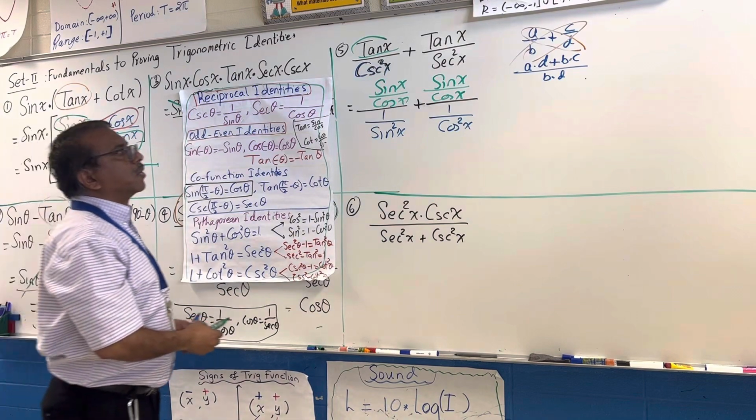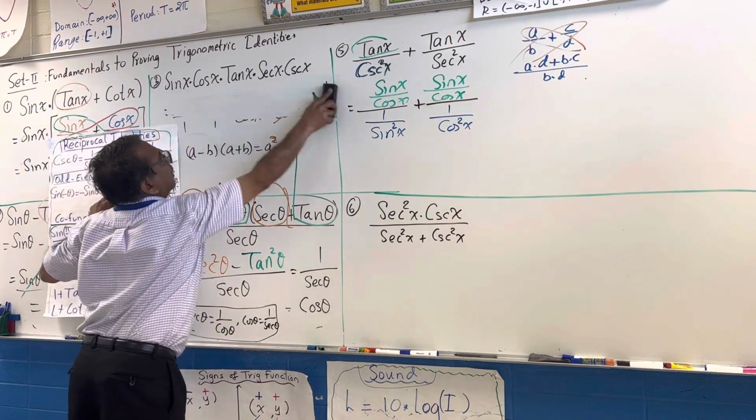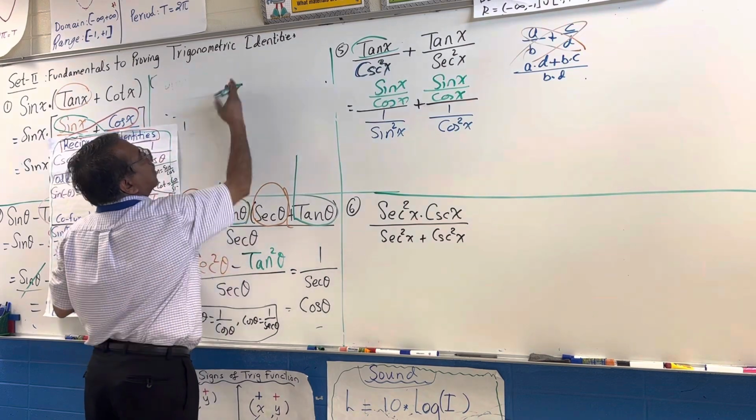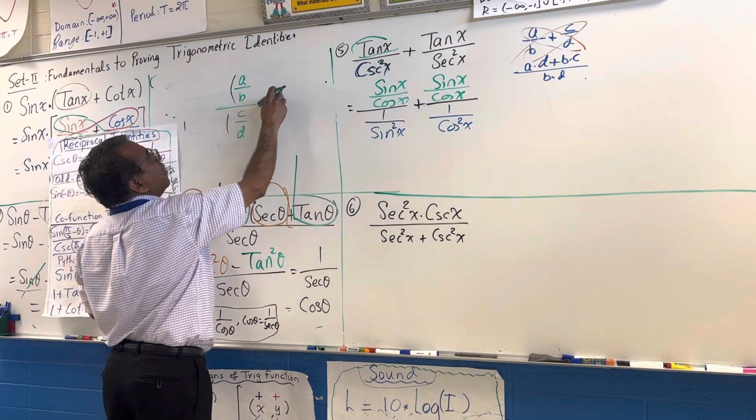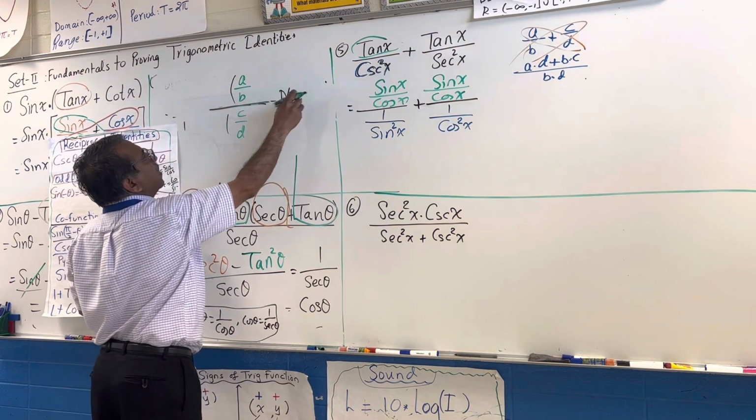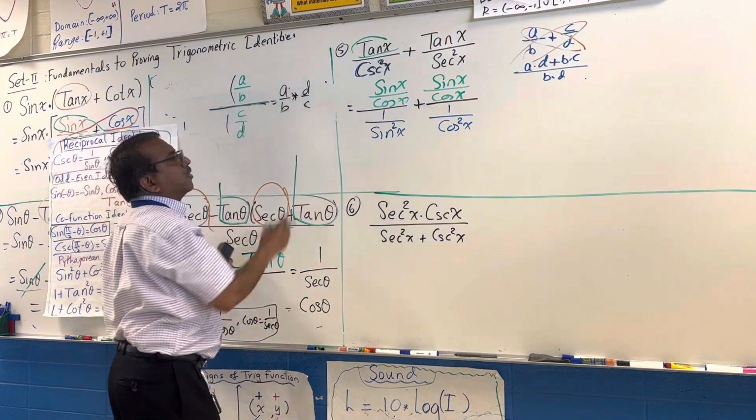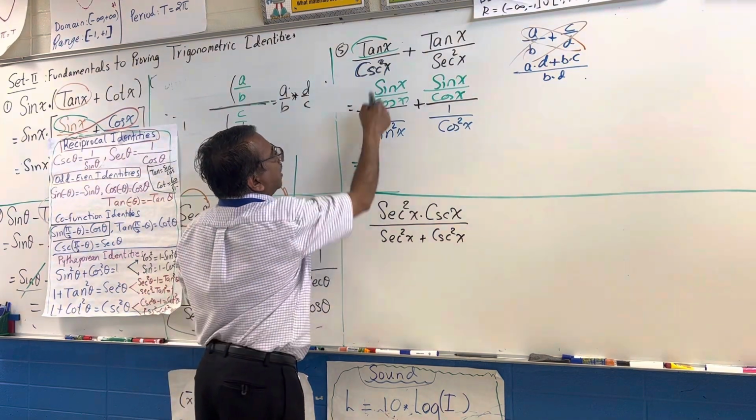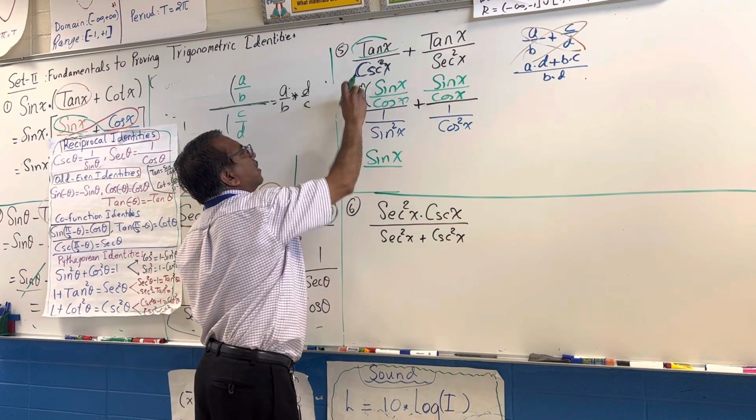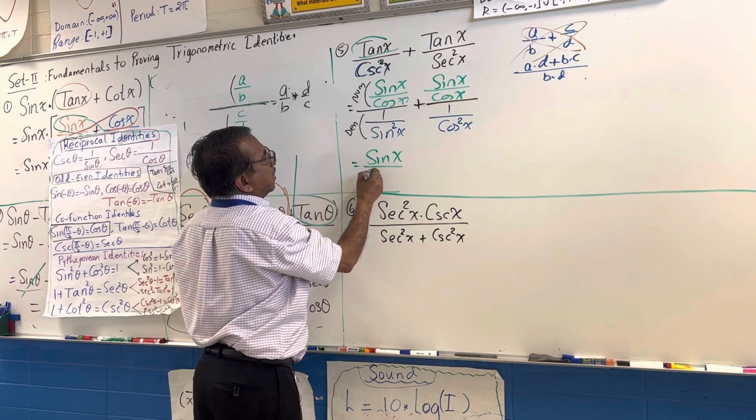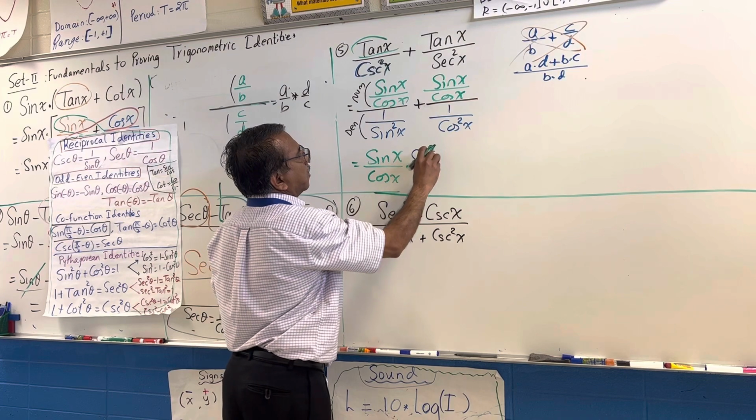Now I can use keep, change, flip. You can use another rule here: if you have A over B divided by C over D, keep the numerator, change the division to multiplication, and flip the denominator, so D over C. The numerator is A over B, and the denominator C over D becomes D over C. So we'll keep the numerator as it is, the sine x. So keep the numerator as it is, and flip this 1 over sine square to sine square of x divided by 1.